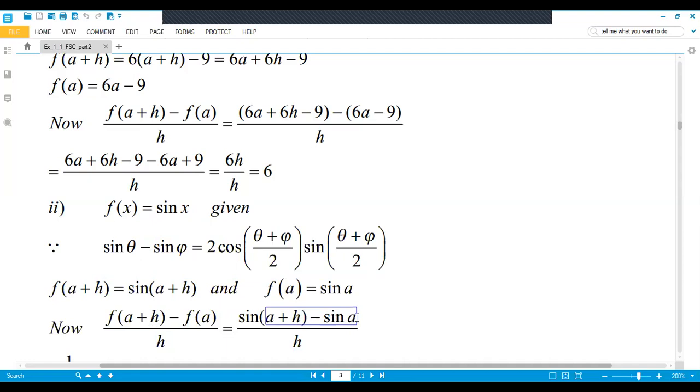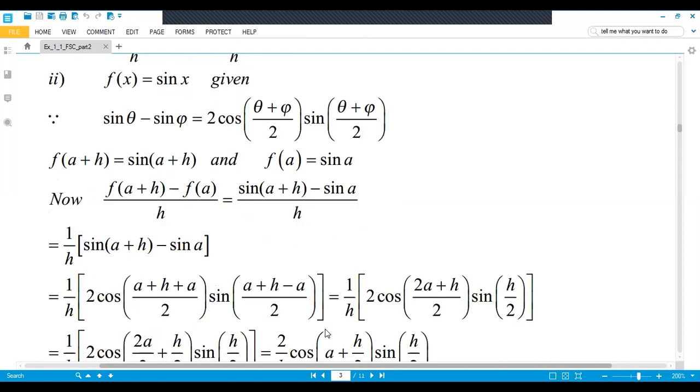So how can we write it? It will be equal to 2 cos (a+h+a)/2 minus sine (a+h+a)/2... like this, the formula we use.